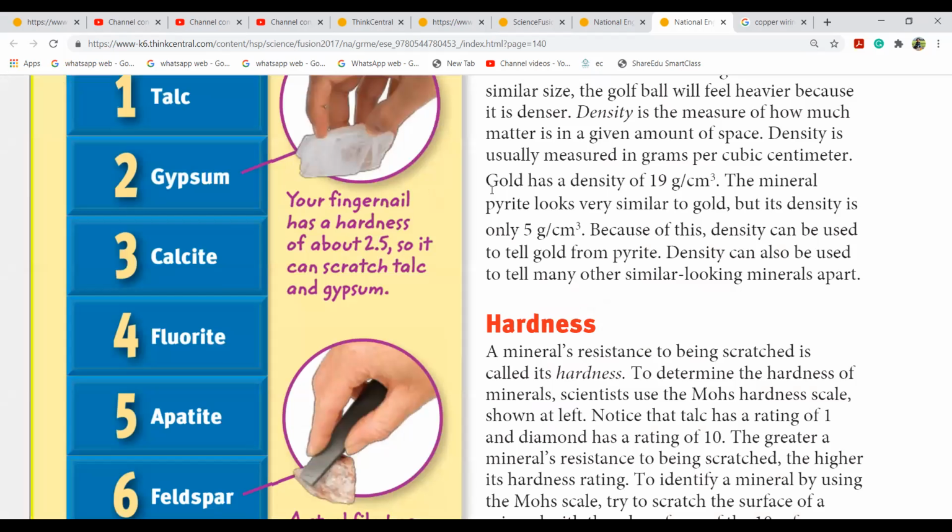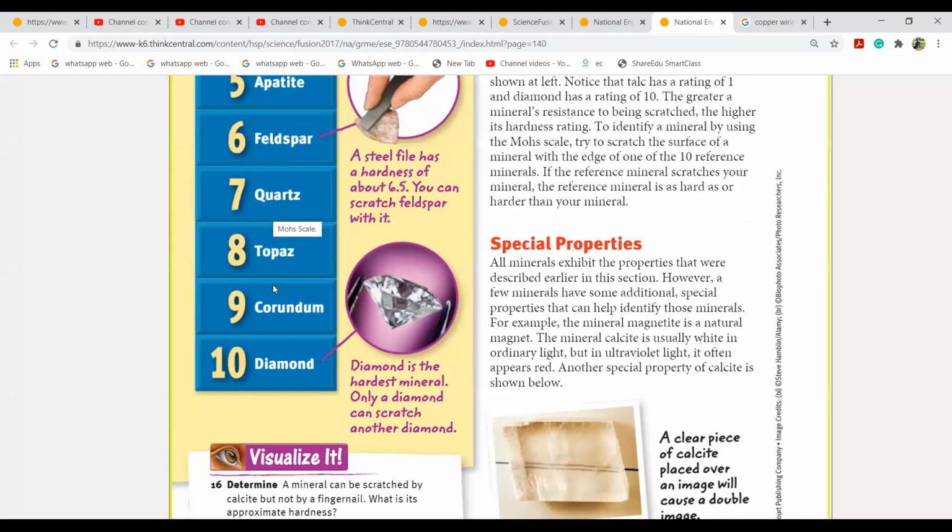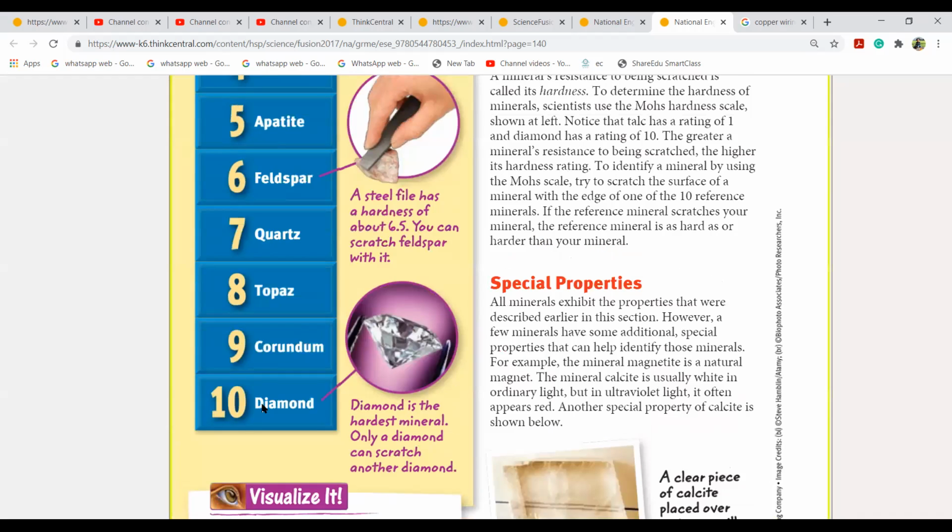Now this scale is called the Mohs scale. Girls, you don't need to remember it, but at least know that talc is a very soft mineral and the hardest is diamond. At least know that talc and gypsum are the softer ones, and diamond is the harder one.